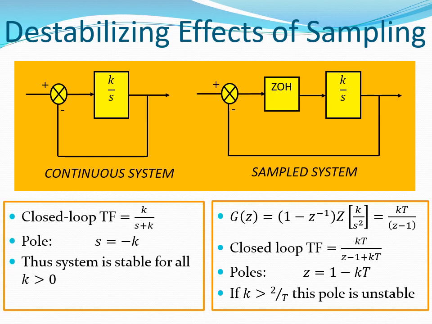We notice that in the sampled system, the range of K for stability is smaller than the range of K for stability in the continuous system. Therefore, sampling has reduced the range of K for which the system is stable.